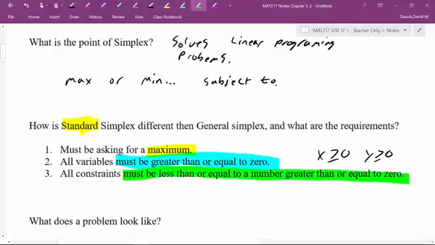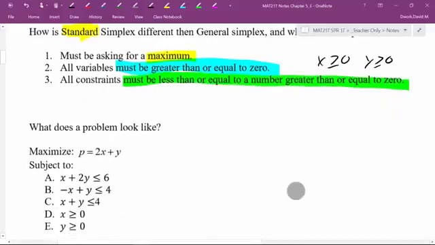Okay, and then third, all of your constraints must be less than or equal to a number greater than or equal to 0. What on earth did that just mean? Well, here's an example.